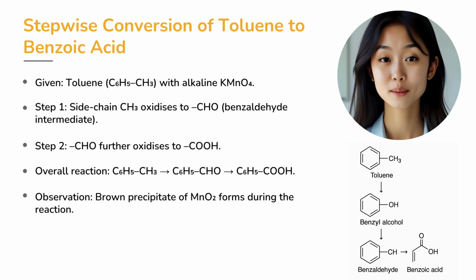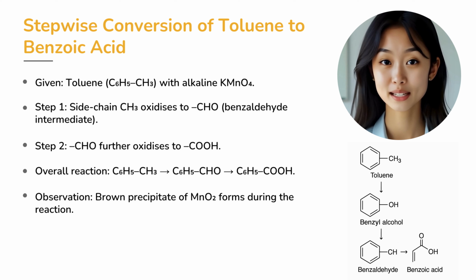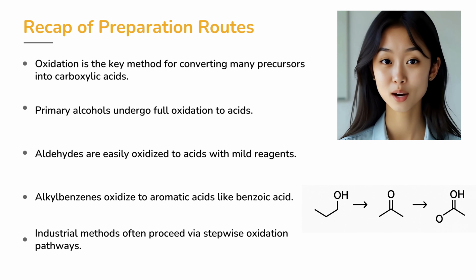During the reaction, you will also notice the brown precipitate of manganese dioxide being formed, which is a clear visual cue. So, what begins as a simple alkylbenzene ends up as an aromatic acid, a transformation widely used in industrial production of benzoic acid. So, to wrap up, the preparation of carboxylic acids revolves around oxidation.